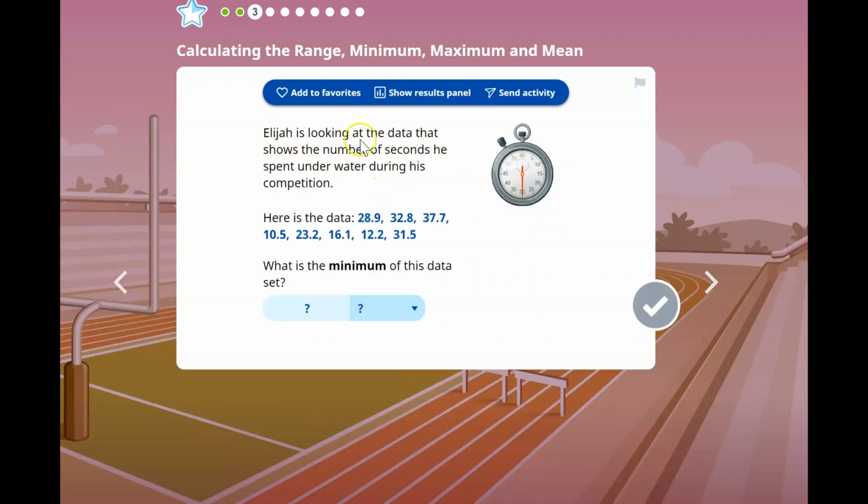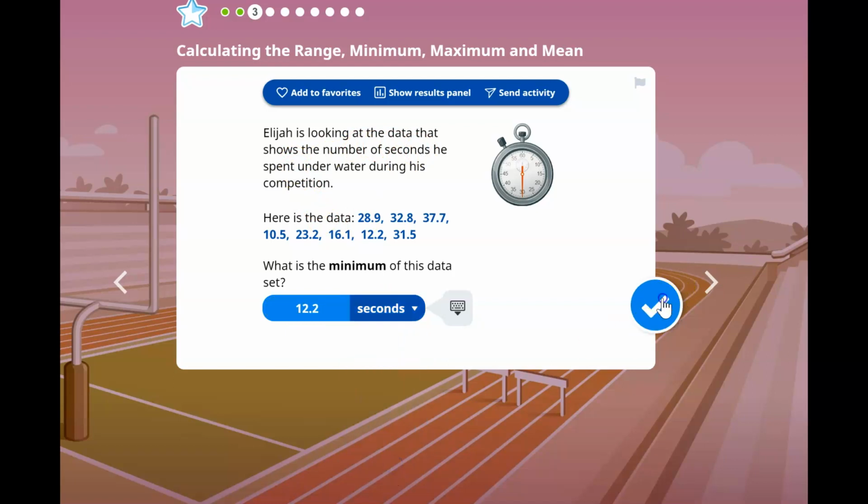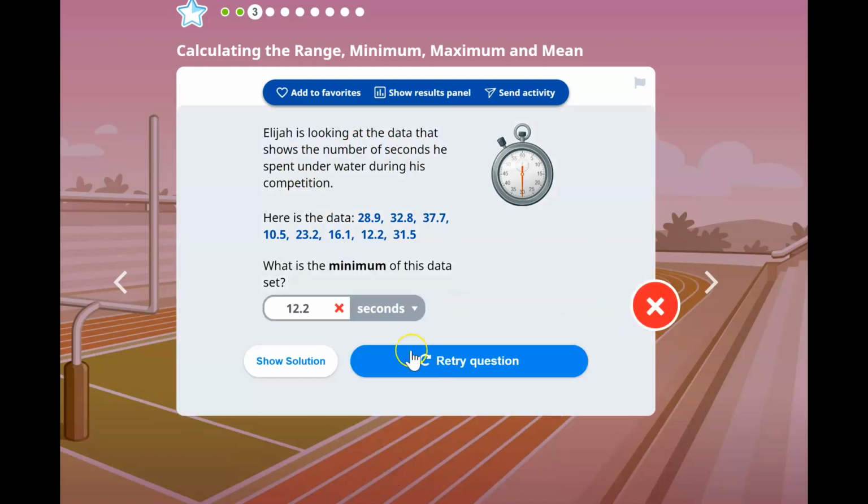And it says Elijah is looking at the data, which shows the number of seconds he spent underwater during his competition. There's the data. What is the minimum of this data? So again, looking for the smallest number. So scan through here, and it's 12.2. Make sure that you understand that you were just talking about number of seconds he spent underwater. So that's why it's seconds. If you type in the wrong unit, you will get it wrong.